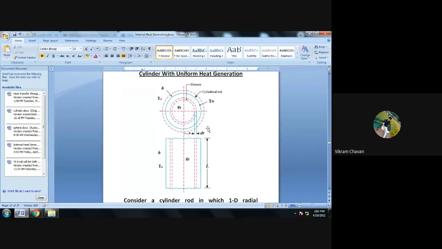Getting everyone? Now we are going to consider this diagram for the further derivation and calculation for heat generation in a cylindrical rod.